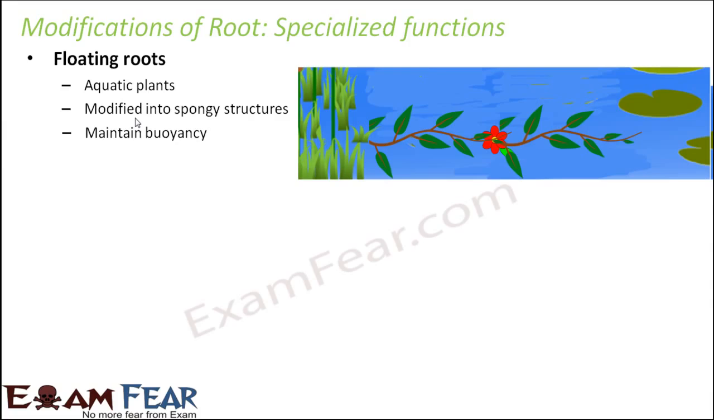An example would be many aquatic plants. In most of the aquatic plants, you can actually see that this is how the roots get modified. So it maintains buoyancy.